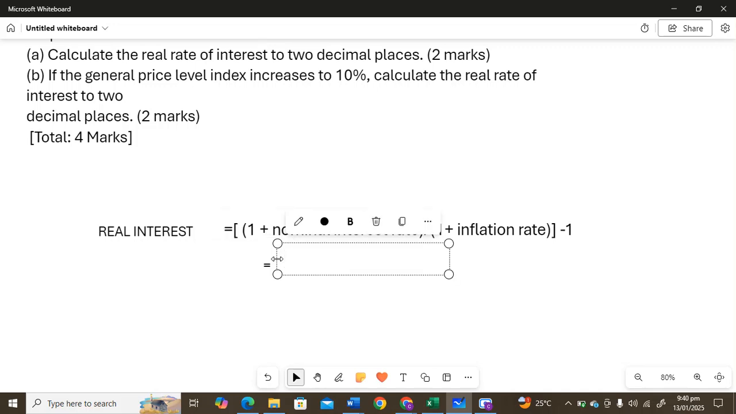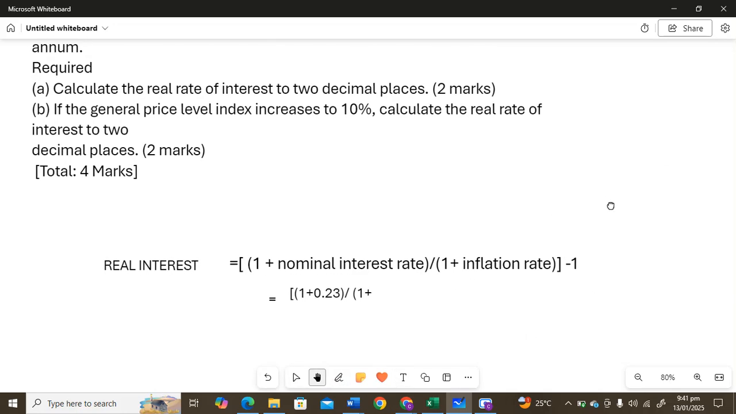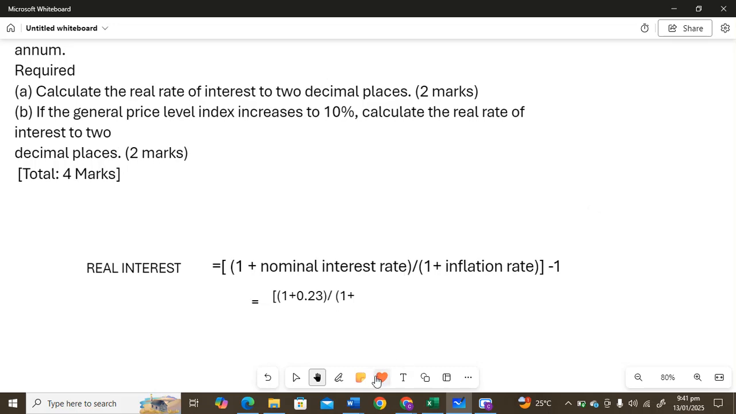So we're going to say 1 plus 0.23. That's our nominal interest rate, 23% converted to a decimal, divided by 1 plus our inflation rate in this question, which was 9%, if I'm not mistaken. All of this subtracted by 1.